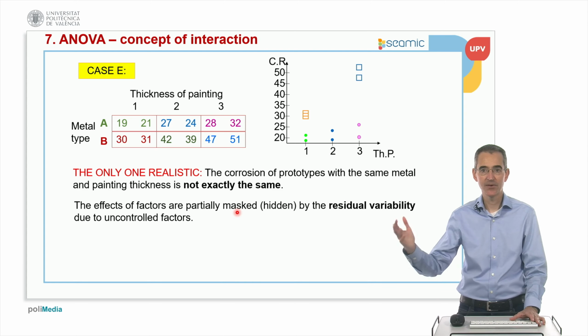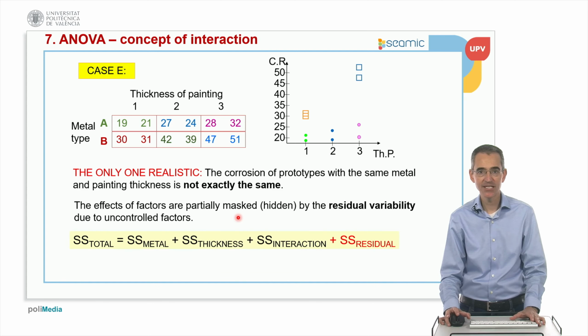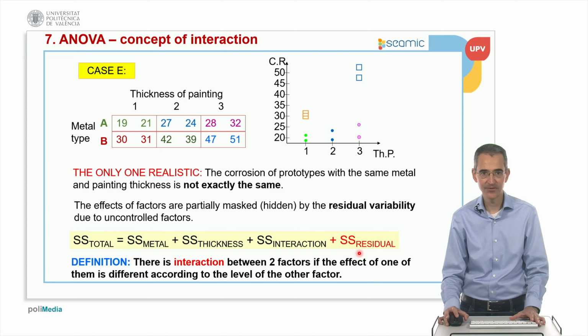When we carry out any kind of experimental design, there are also some factors that we cannot control, and they can have some kind of effect. So this is the residual variability. If we analyze this data with ANOVA, this is the maximum decomposition that we can achieve: sum of squares metal plus thickness plus interaction and also plus residual. In this case, as I was explaining, we have replicated the experiment and we are not obtaining exactly the same values.